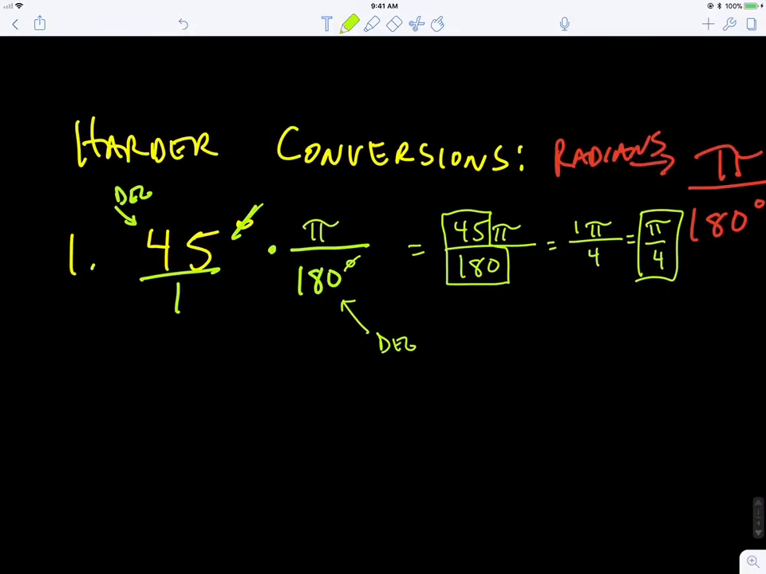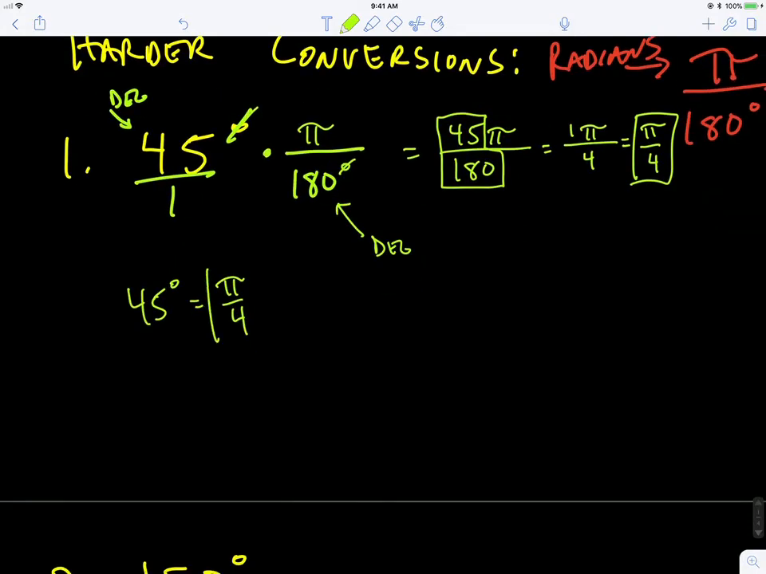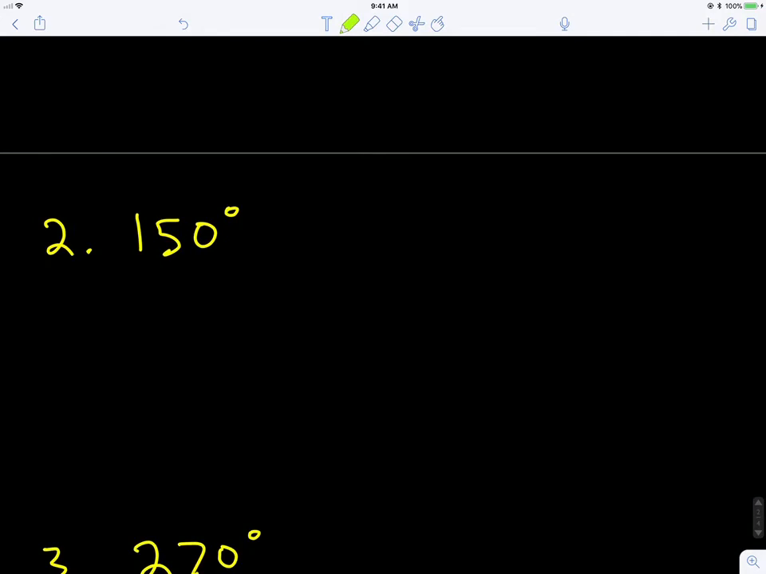So 45 degrees is equal to pi over 4 radians. There's our conversion. Let's try again. 150 degrees. So again, I'm canceling out degrees, so the degrees have to go on the bottom, therefore the pi radians go on top. My degrees cancel. I multiply across the top, 150 times pi, then I multiply the bottoms, 180 times 1.